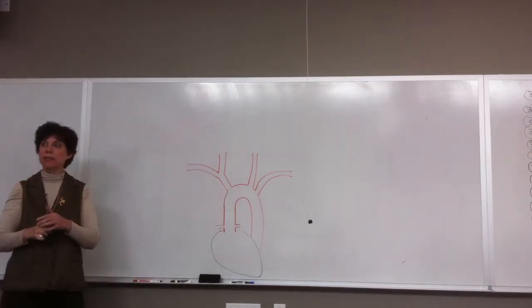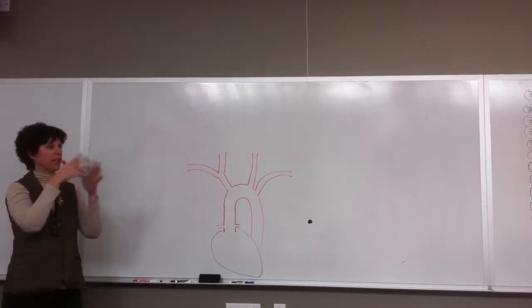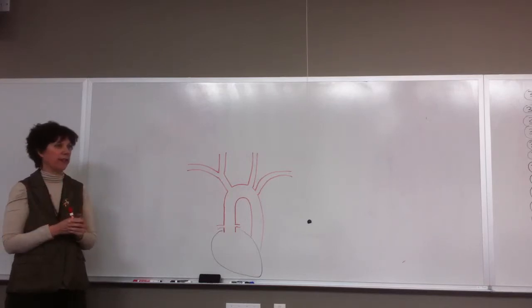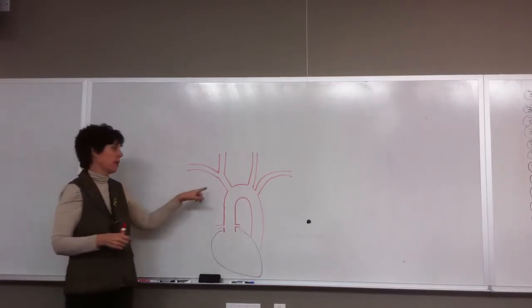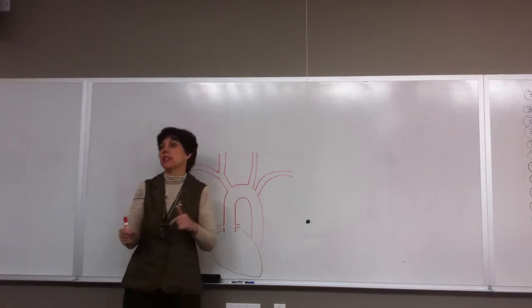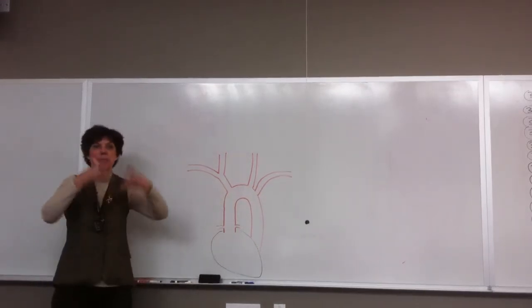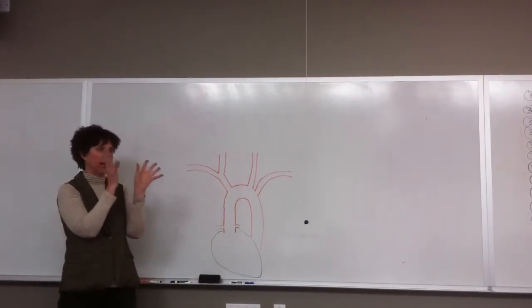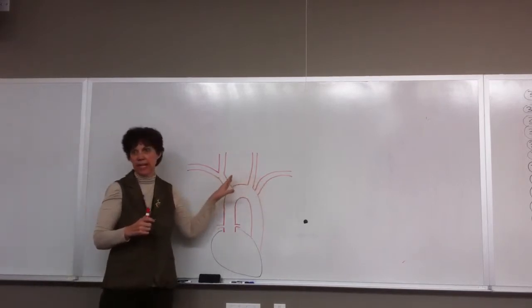So in our heart models, back in the lab, you were asking if you needed to know those branches off of the aorta for our first heart quiz. Those were those three right here, when we were doing the sheep heart dissection. And the aorta rising out of the center of the heart had multiple branches. Those were some of these.